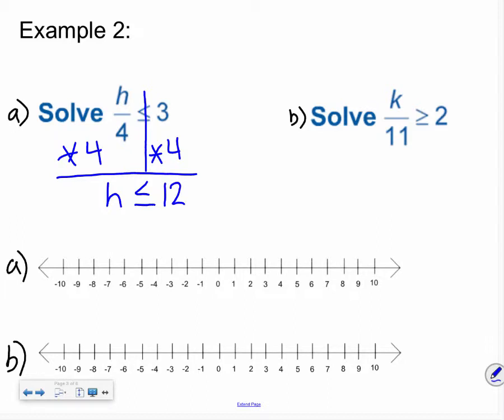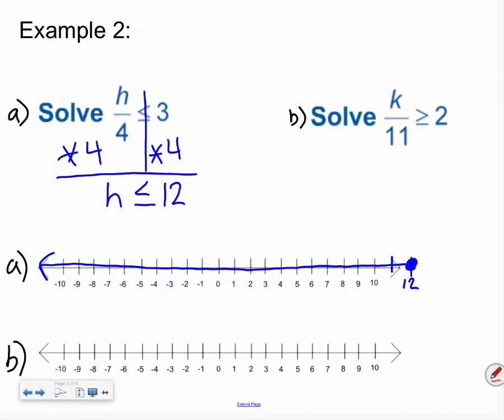So now if I go to my number line, I have h is less than or equal to 12. I have to add a couple of lines so we can get to 12. All right, so h is less than or equal to, so is it going to be an open or closed circle? I said the words or equal to, so that means it's going to be a closed circle. And h is less than or equal to 12. So which way is going to be less than? Going to the left.